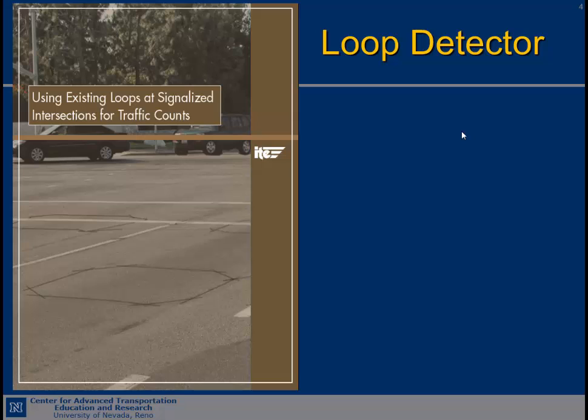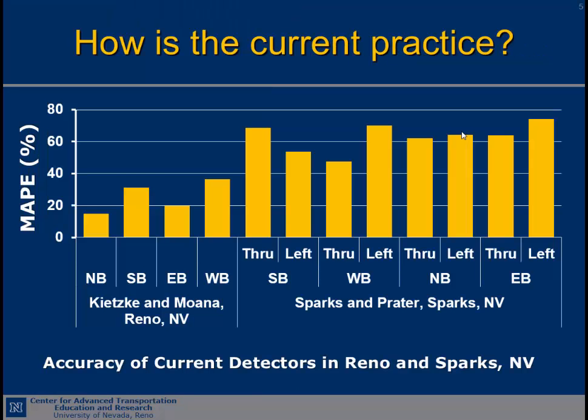A report explains that if loop detectors are configured and placed properly, they can produce excellent counts. However, the current practice in Reno and Sparks shows that these loop detectors are not configured properly. So the error in many cases is even more than 70%. For example, here you can see that it is more than 70%.